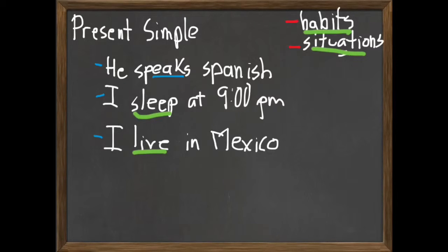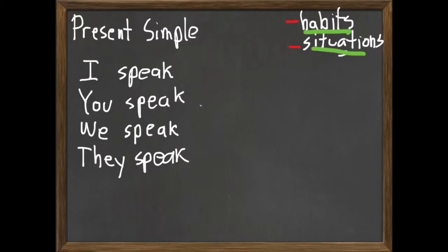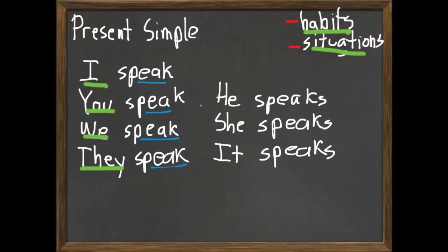So how do we form this present simple tense? Well, it's simple. We will use the base form for I, you, we, and they. In this example, I speak, you speak, we speak, they speak. It doesn't change. In the case of the third singular person, it changes by adding an S at the end. In the case of speak, he speaks, she speaks, it speaks.